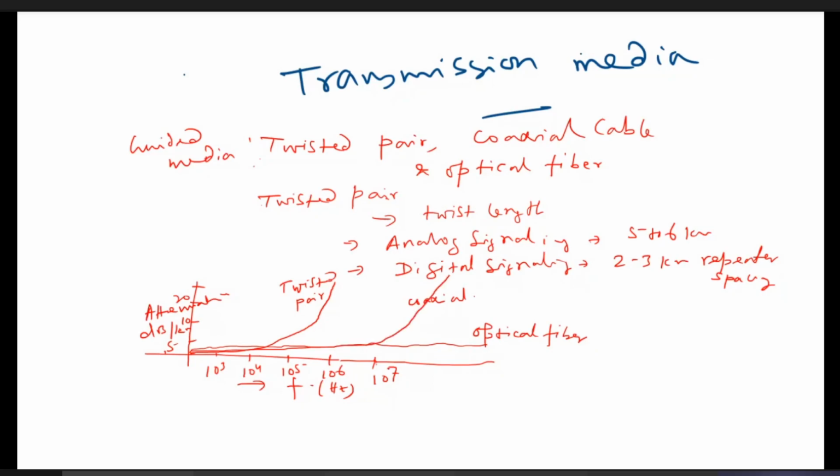After several megahertz, it will be high. Attenuation is very high. But optical fiber, you can have an almost flat response. That's why it is more attractive for long distance, for LAN, etc. And some more things about twisted pair.